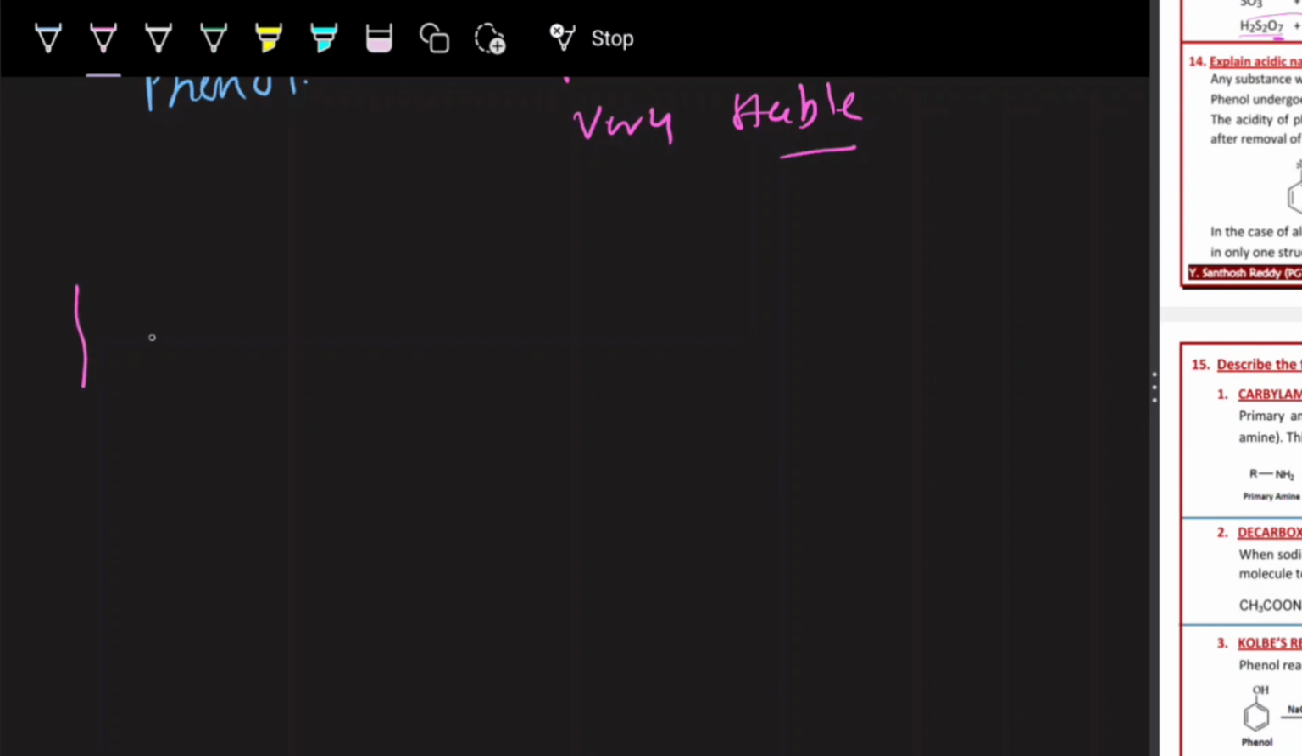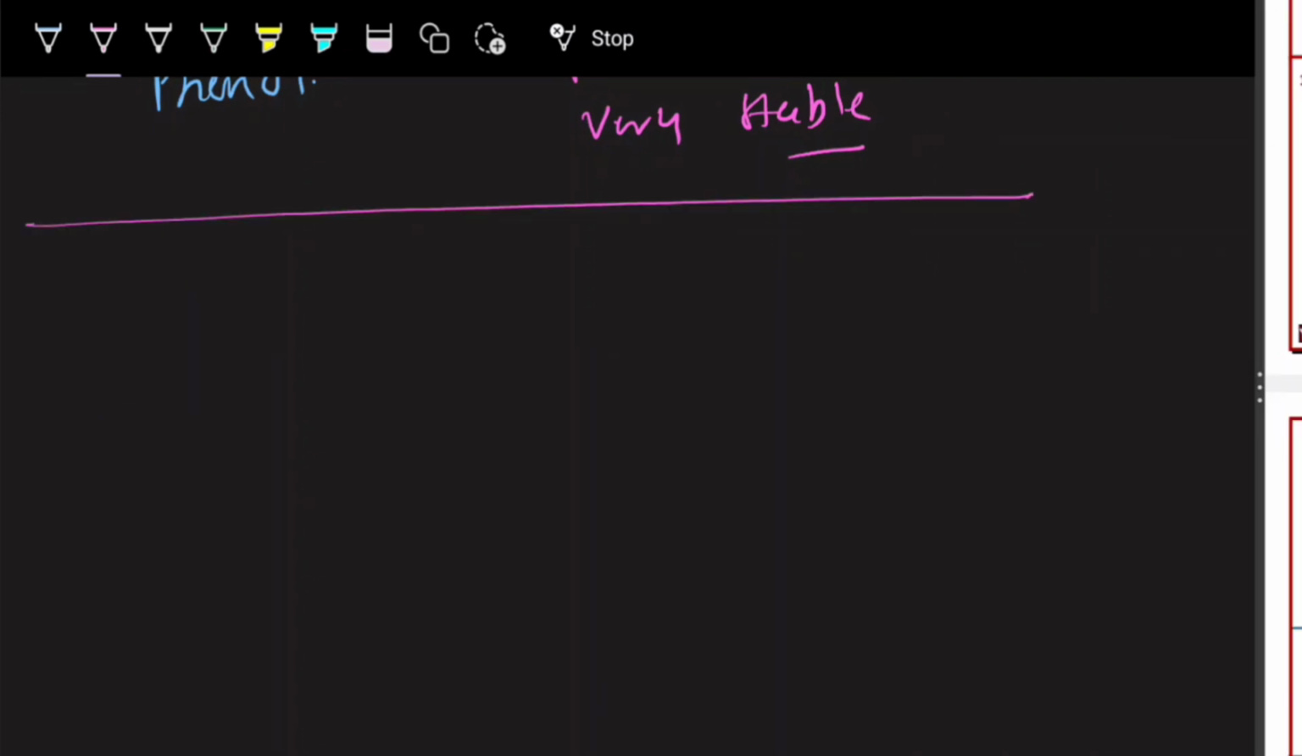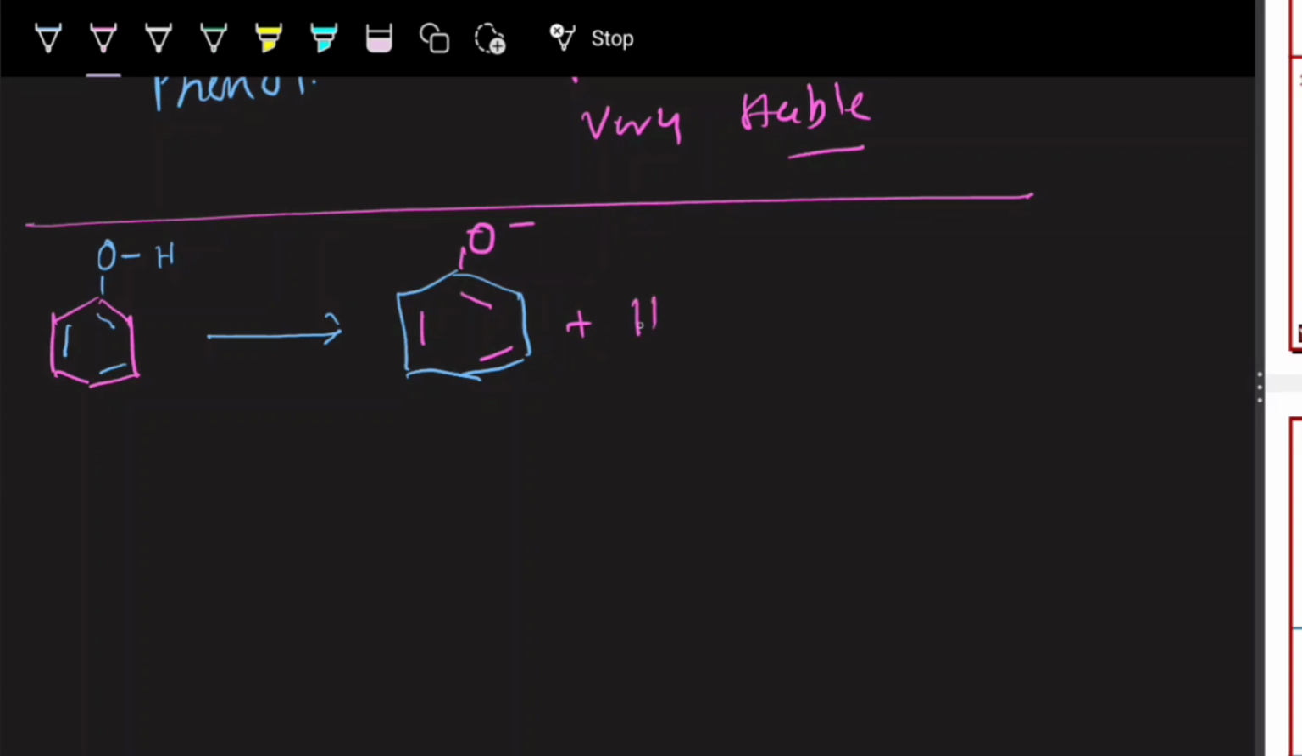Let's take a molecule of phenol. Here it has 3 alternate double bonds, and here OH, O bond H. When it loses that H plus, it becomes phenoxide ion, right? And the bonds will be like this, and it becomes O minus and H plus.